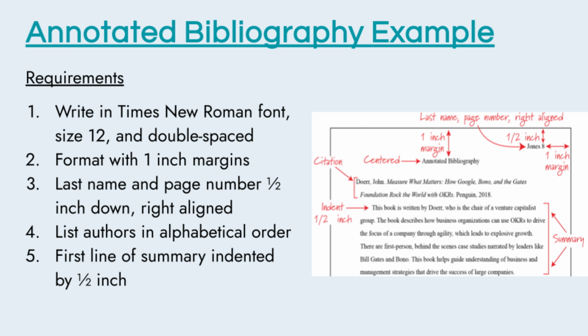Some requirements to keep in mind when writing an annotated bibliography is that it should be in Times New Roman font, in size 12, and double-spaced. You should format the bibliography with 1-inch margins, and your last name and page number should be located at the top right corner, half an inch down from the top of the page. The authors of the sources should be listed in alphabetical order, and the first line of each bibliography, which is the text underneath the source, should be indented by half an inch.